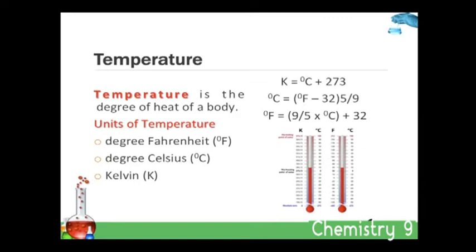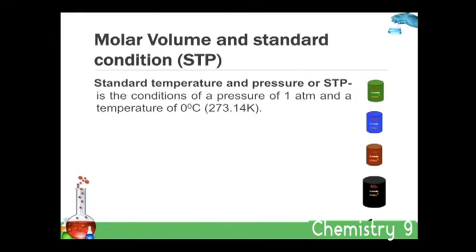Zero degrees Celsius is also 273.15 Kelvin. We do not say the word degree here. The standard temperature and pressure, or STP, is the conditions of a pressure of 1 atmosphere and a temperature of 0 degrees Celsius, which is also 273.15 Kelvin.